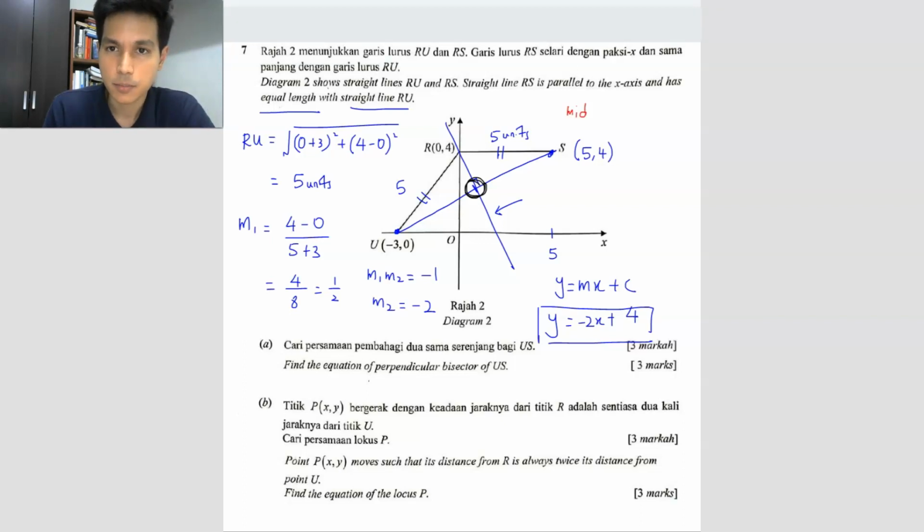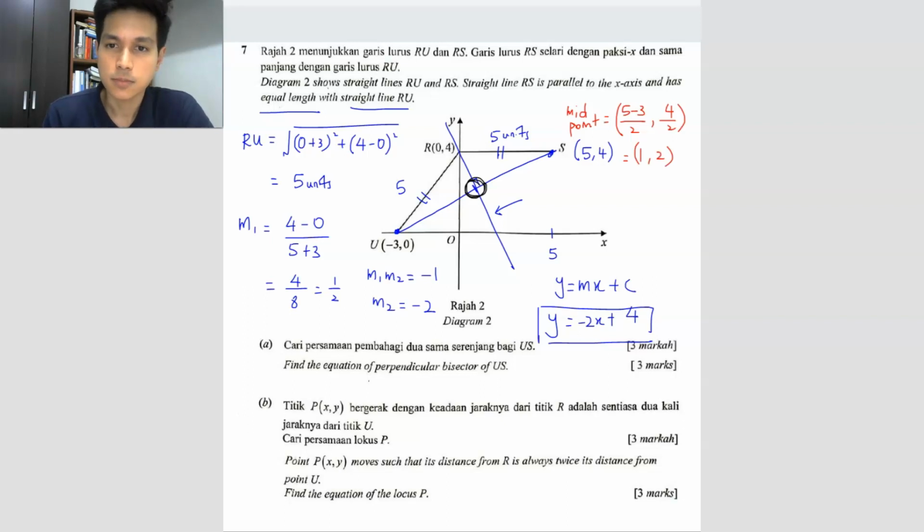So what is the midpoint? The midpoint is going to be, so 5 plus negative 3 over 2, and then 4 plus 0 over 2. So the midpoint is going to be (1, 2). Okay, so now you know that it's (1, 2).